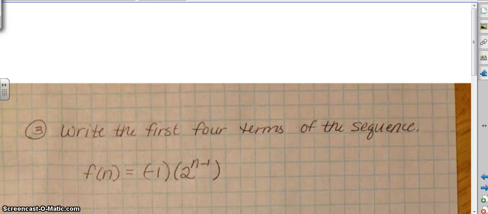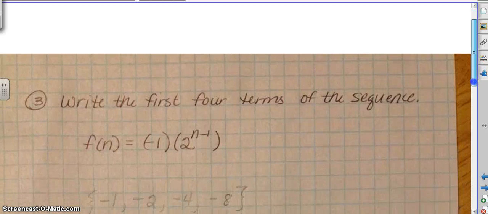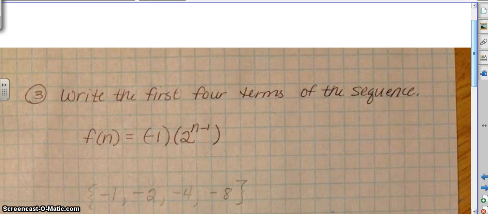So the first 4 terms of the sequence are 3, 9, 27, and 51. My next example is to write the first 4 terms of the sequence -1 times 2 raised to the n minus 1. Notice that the n minus 1 is just next to the 2, it's not next to the -1. So when I substitute in 1, 2, 3, and 4 for n, I get the numbers -1, -2, -4, and -8.